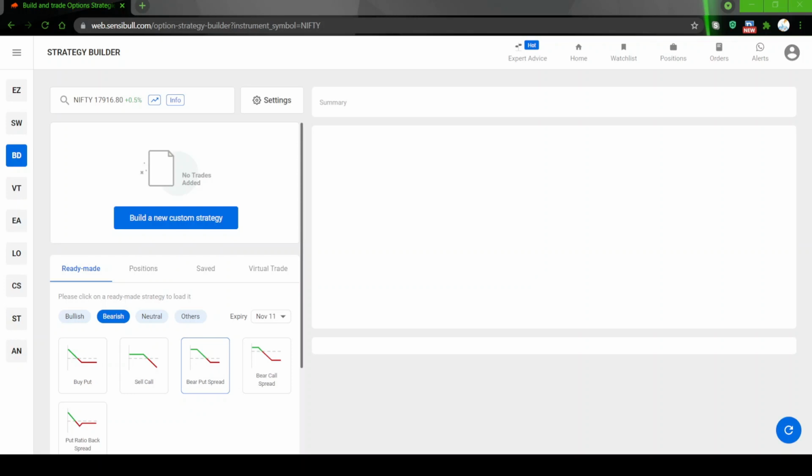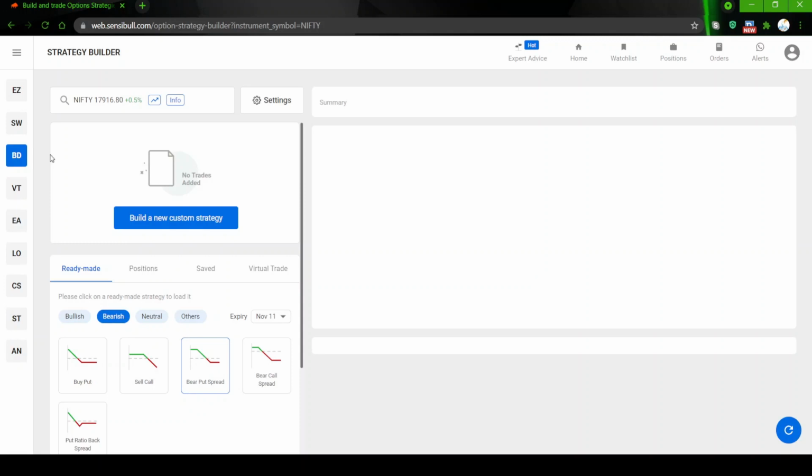Guys, welcome to another strategy learning session as part of the Vertical Spreads series. Today we are going to see a strategy on a bearish view. The last two strategies I gave you were for a bullish view. So today we are going to see a strategy for the bearish view.